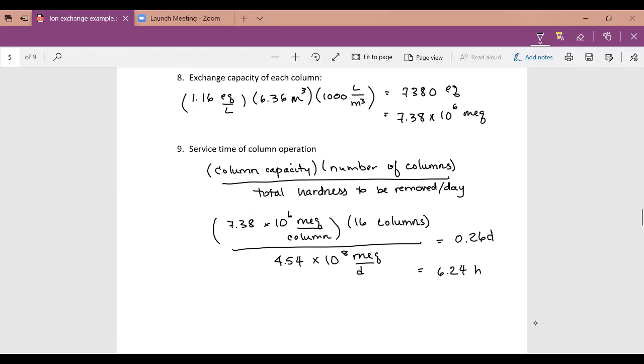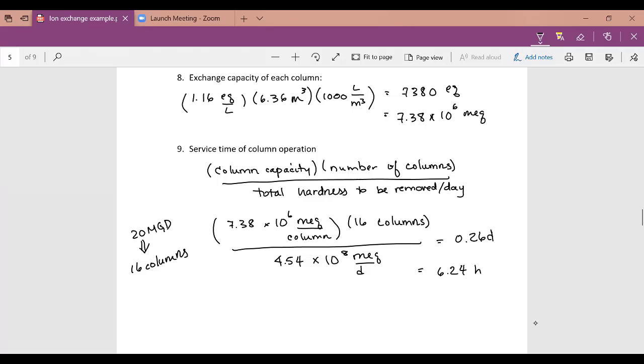So just think about this, okay? For a 20 MGD plant, with columns this size, we would need 16 columns, and we need to regenerate every 6 hours or so. It's about 4 times a day. It's one of the reasons why we rarely use ion exchange when we have a high flow rate.